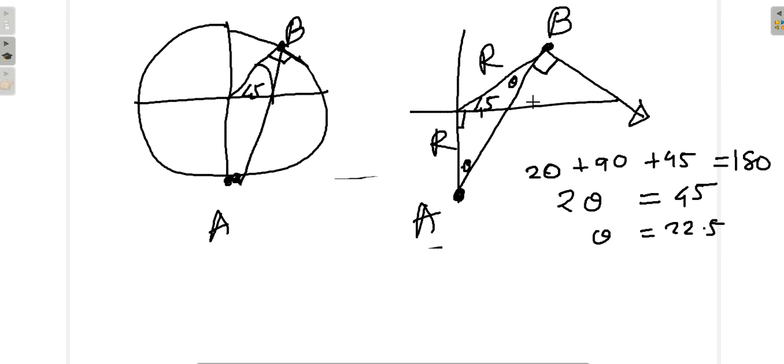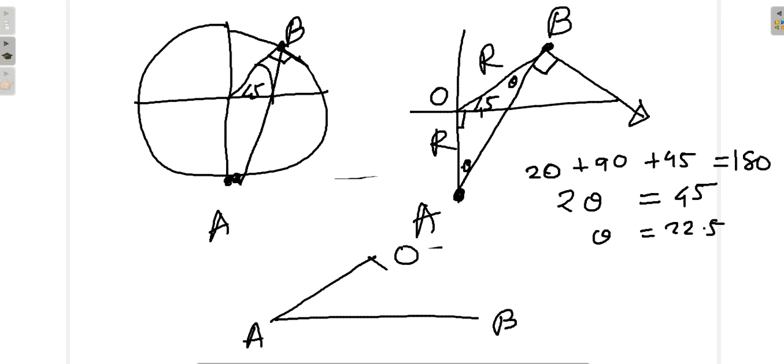Okay. Now we want to find the length AB. How will you find length AB? You can use the cosine rule. I think that is the best way to find the length AB. There is no need to find this angle as such. Let us try to use the cosine rule here. Let me redraw this triangle here. Let me take this as O. I am interested in finding the value of AB. This is point O. This angle is 135. This is R. This is R.